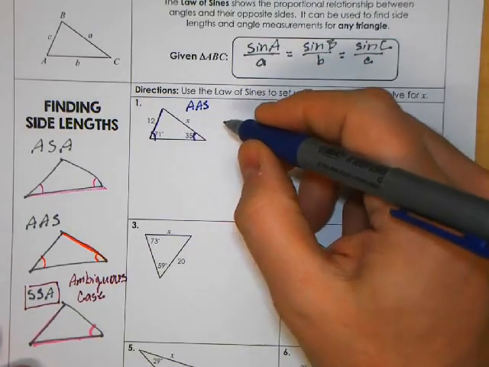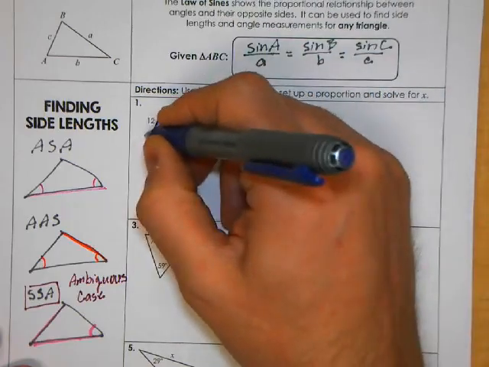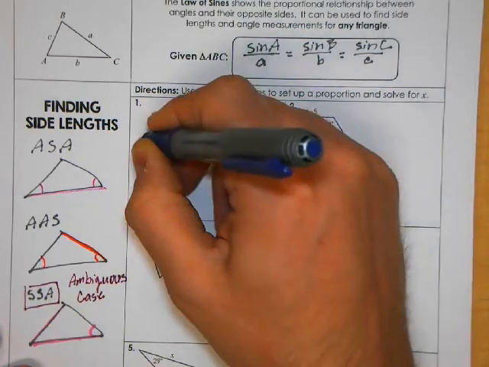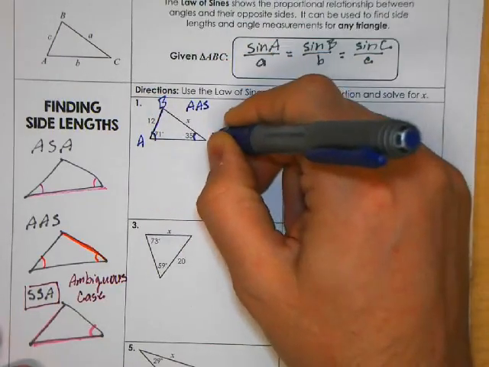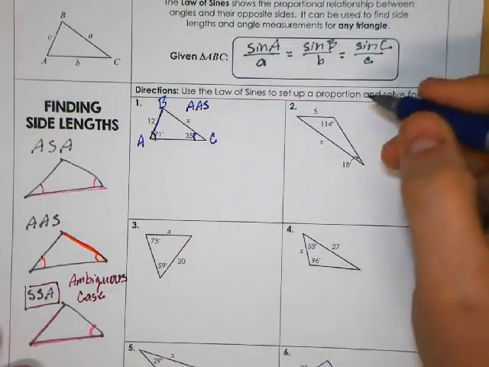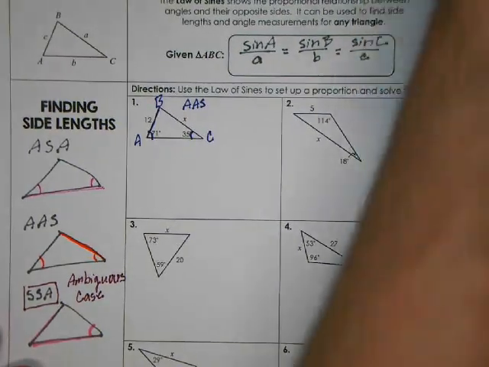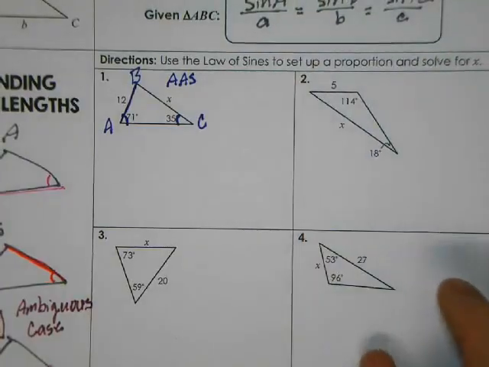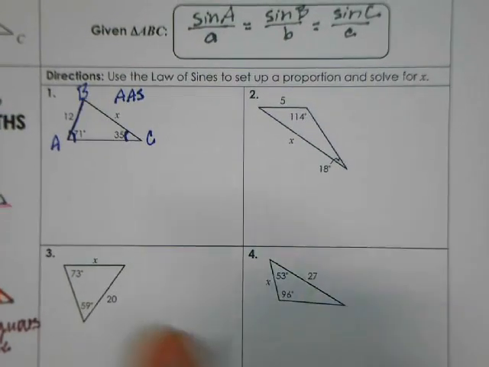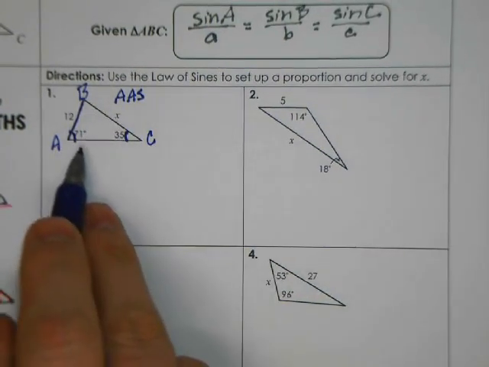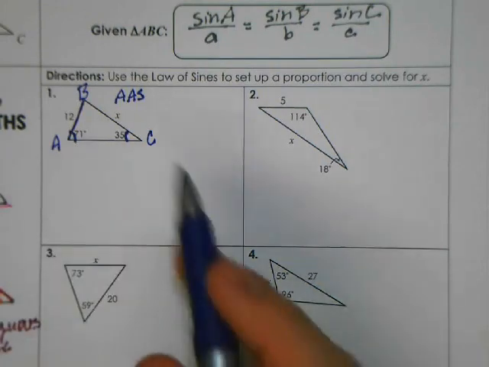Now, if you want to, you could label these in whatever order you wanted to. You could say that this is triangle ABC, so that it makes it a little easier to see how you're going to label things. But it's not particularly necessary to label them. We could just jump in with sine of 71 over x or whatever.